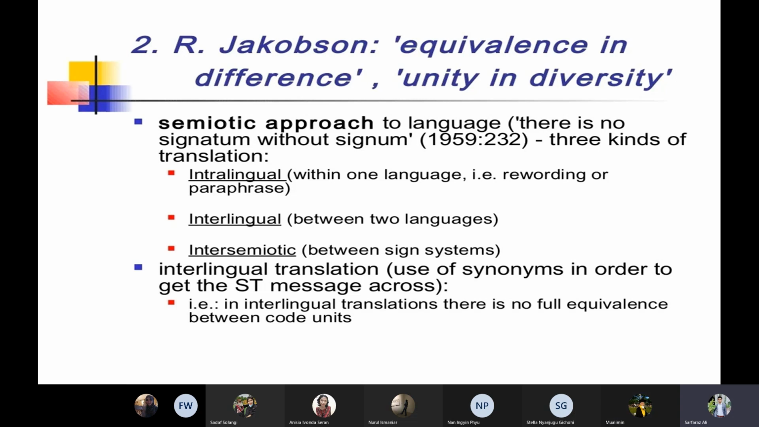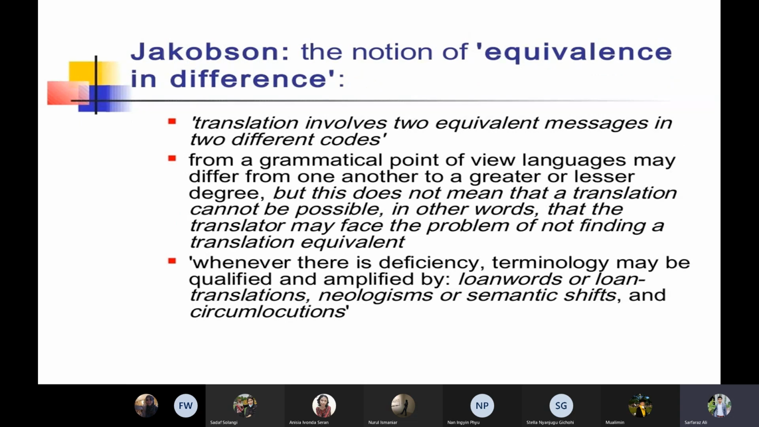A further detailed description of interlingual translation mentions that it is between two languages, and an example is given that in interlingual translation there is no full equivalence between the code units. And in addition to all of those points, there is the notion of how equivalence differs. It presents the notion of equivalence in difference.